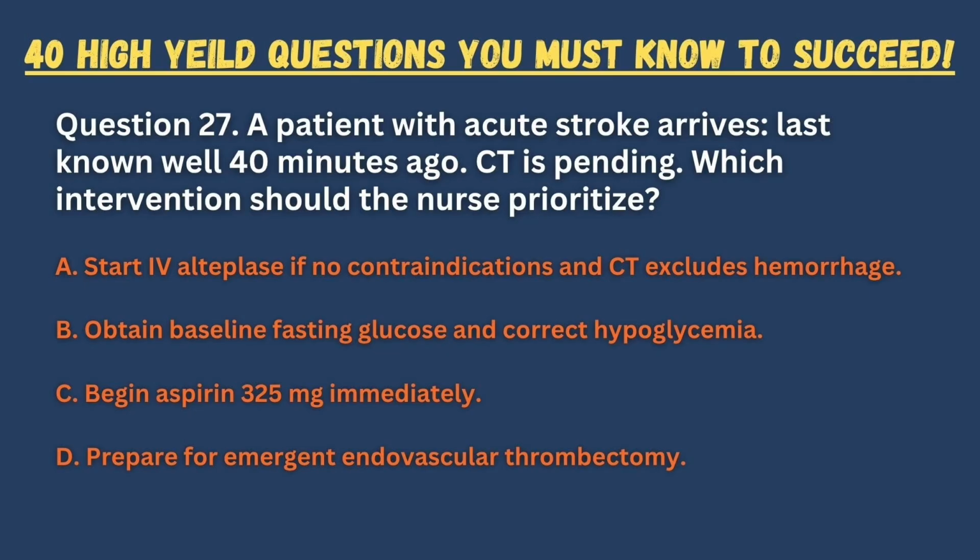Question 27. A patient with acute stroke arrives. Last known well 40 minutes ago. CT is pending. Which intervention should the nurse prioritize? A. Start IV alteplase if no contraindications and CT excludes hemorrhage. B. Obtain baseline fasting glucose and correct hypoglycemia. C. Begin aspirin 325 milligrams immediately. D. Prepare for emergent endovascular thrombectomy.